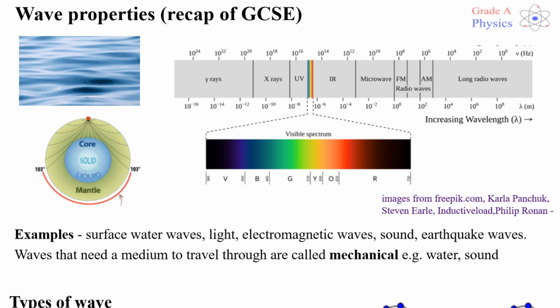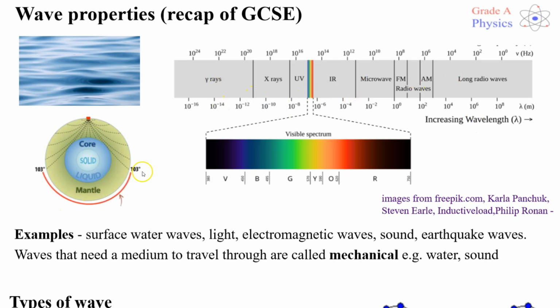We're going to recap the main ideas from waves, which you've probably seen before at GCSE. So there's lots of different types of waves. We have surface water waves, which are different from waves crashing on a beach. Those are a bit more complex. You'll have heard of the electromagnetic spectrum. So lots of different categories of waves: visible light, X-rays, gamma rays, and so on.